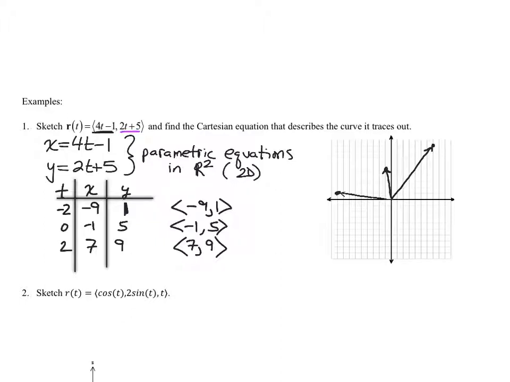Come on, you son of a gun. Connect those points. That would be my line.